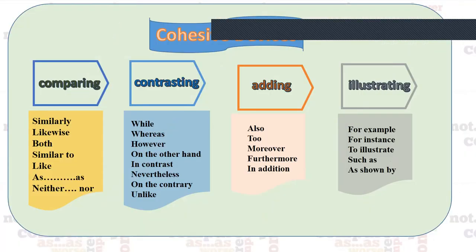Fine. What is the second thing? The second thing we need is some cohesive devices, like for comparing, contrasting, adding, or illustrating. Of the four, these two are very important, comparing and contrasting. Why? Because when we talk about the similarities, we use this term.